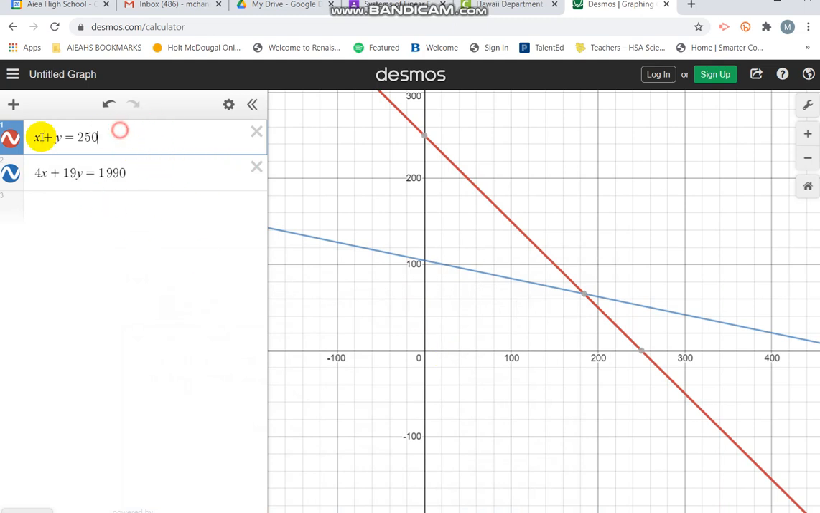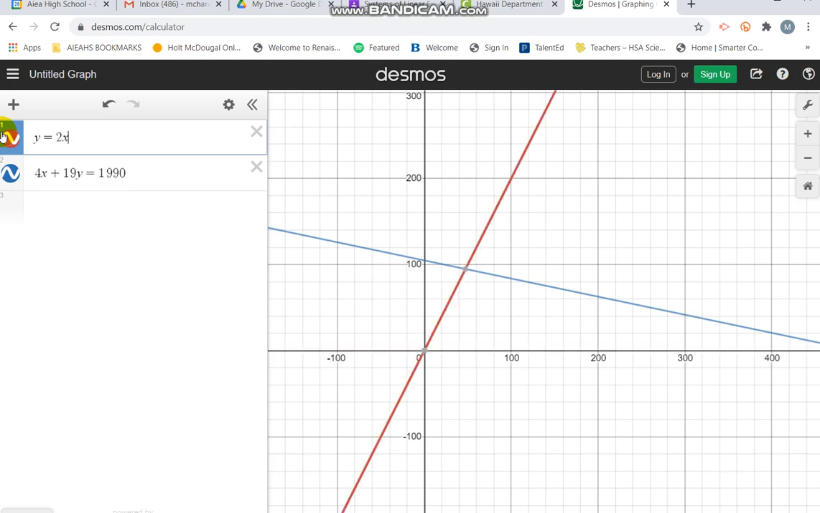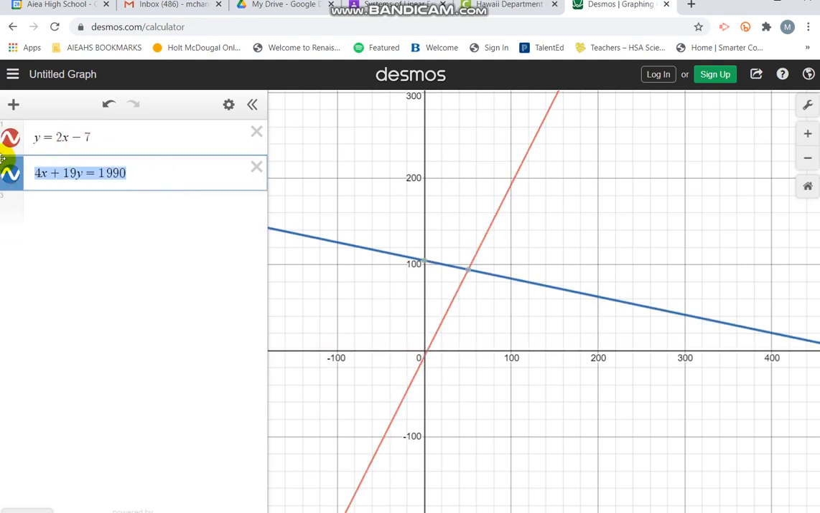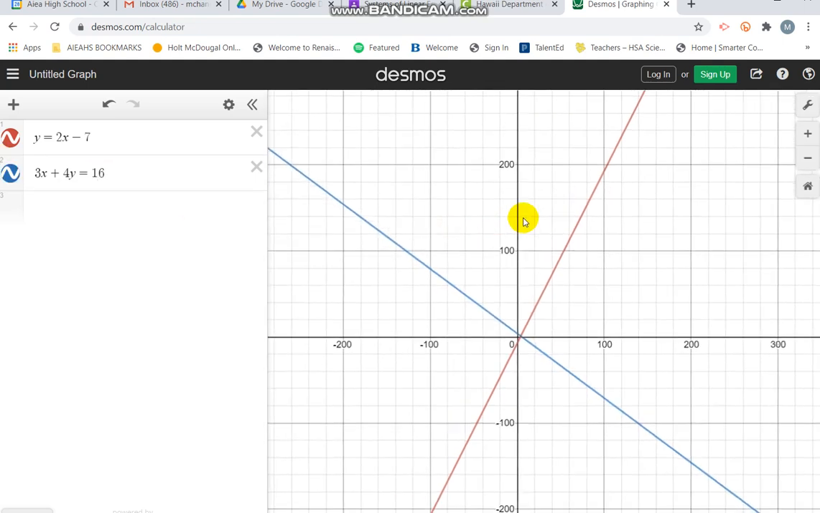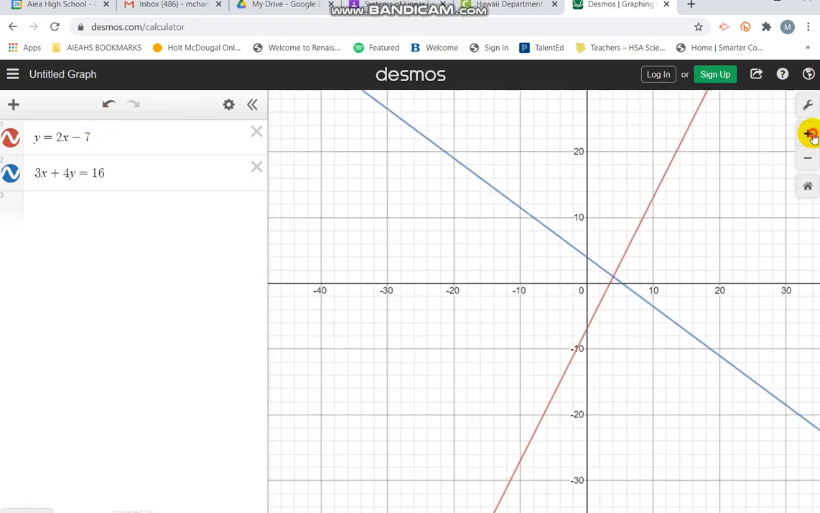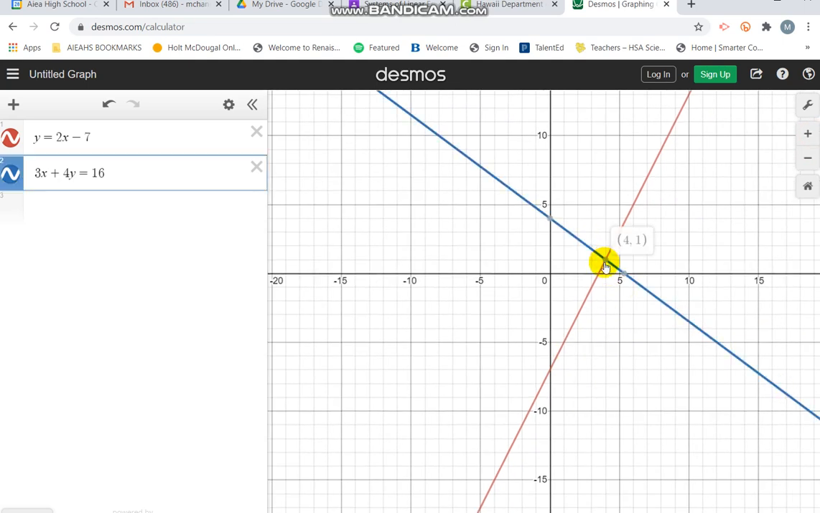Okay, let's give another example. Let's say I change this up. Let's say I give you y equals 2x minus 7, and then I change this to something like 3x plus 4y equals 16. Now let's say I ask you, how many solutions does the system of equations have? If I scroll all the way in here, I just click on this point. These two lines, the red and the blue, both intersect only at one point. So there's only one solution, and that one solution would be at 4, 1.